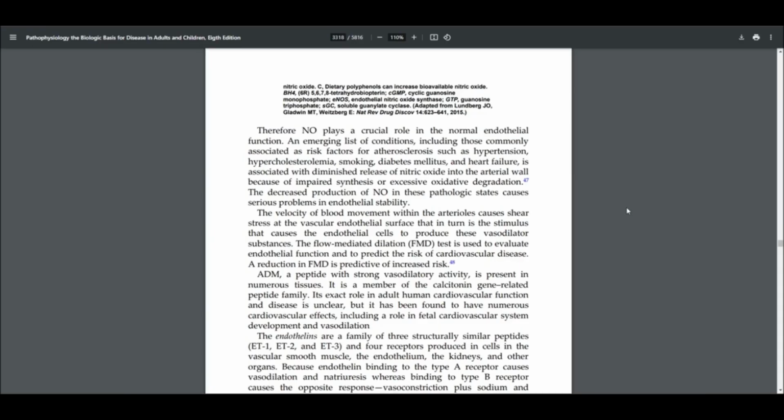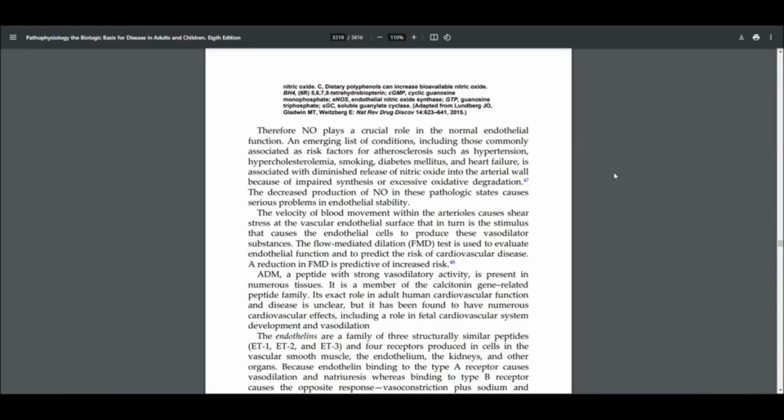Impaired synthesis or excessive oxidative degradation. The decreased production of nitric oxide in these pathologic states causes serious problems in endothelial stability.